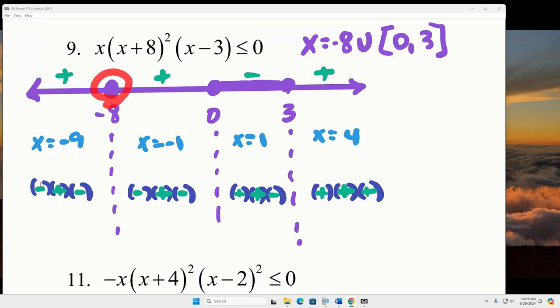So this only happens if it's or equal to. If you have a solid dot floating around, it's part of your answer. Now if it's an open dot floating around, it's not. But the solid dot you do have to include. It's really easy to forget that.